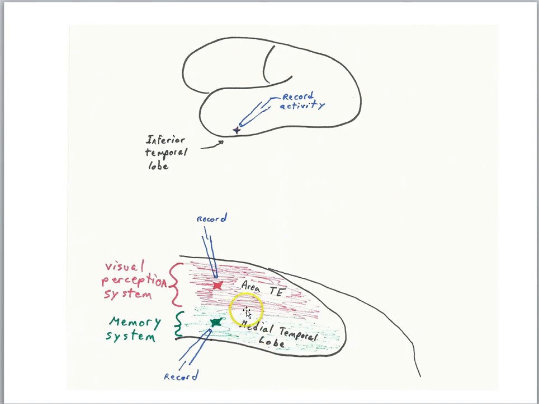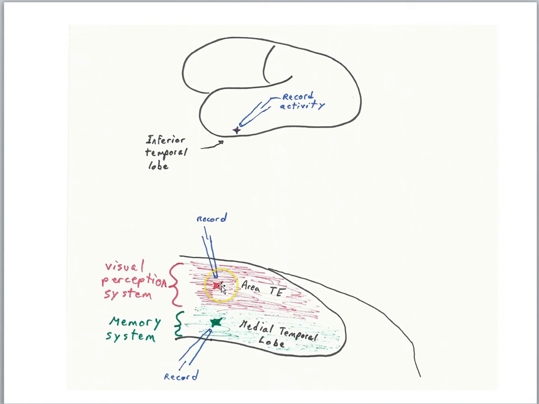And so what researchers did was they inserted recording electrodes, and they found cells in the visual region here, and also other cells in the medial temporal lobe, the memory part of the temporal lobe, and they were able to record their electrical activity. So when the animal sees some visual stimulus, they would find cells in the visual area that responded to that visual stimulus.